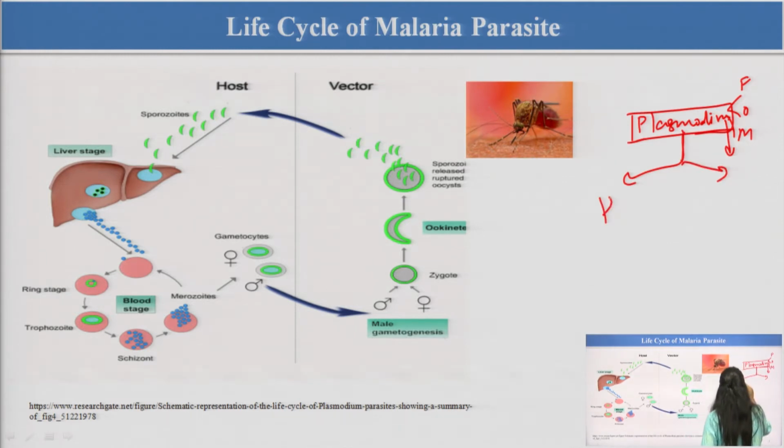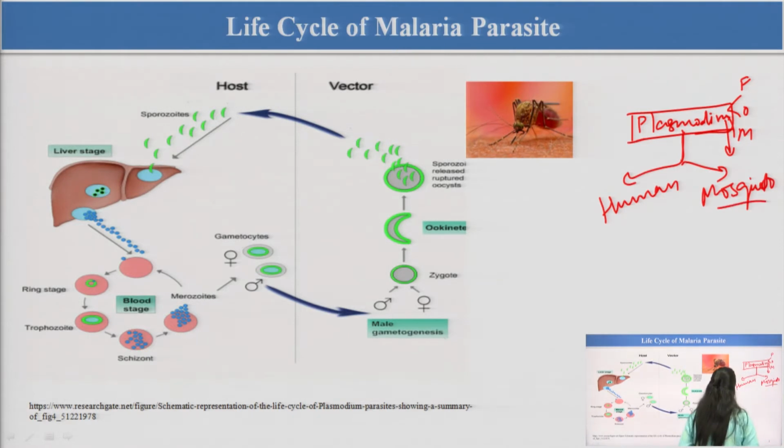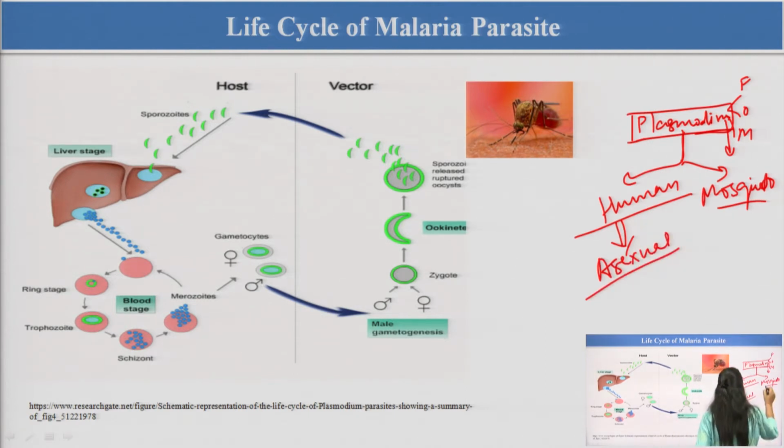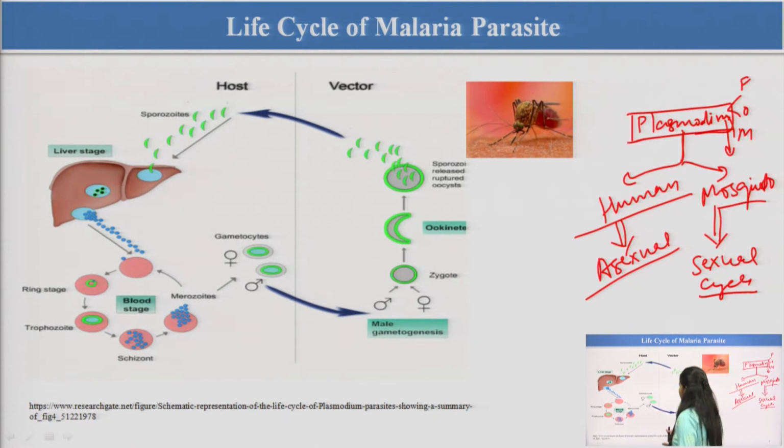So, the Plasmodium requires 2 hosts. One is the human and another is the mosquito. Which mosquito? Female Anopheles mosquito. In humans, the asexual cycle is completed. In the mosquito, the sexual cycle is completed. Now we will see how it goes on.